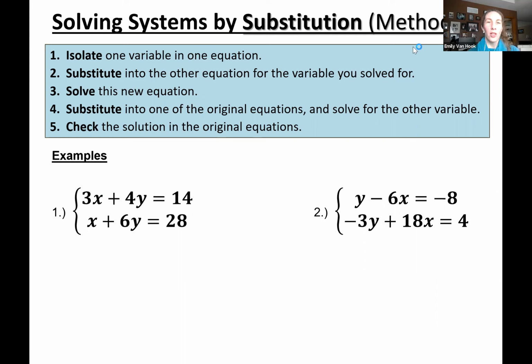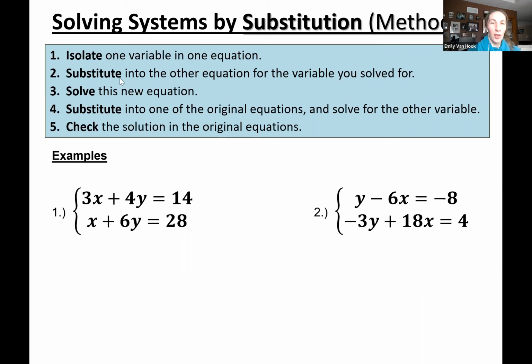With substitution, the idea is you want to have a variable isolated by itself so that you can plug it in or substitute it in to the other equation. So when you're using substitution, see if there's a variable that has only 1 as a coefficient. In other words, look for just an x or just a y. That's going to be the variable that will be easiest to isolate or get by itself. And then you can substitute into the other equation.